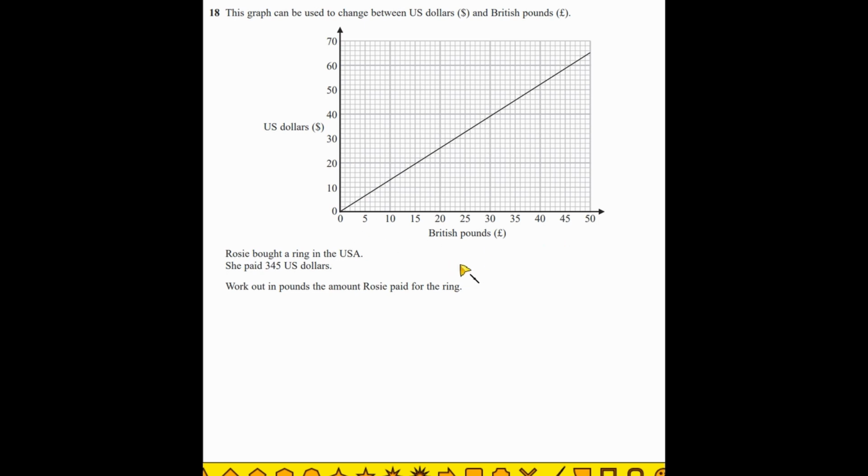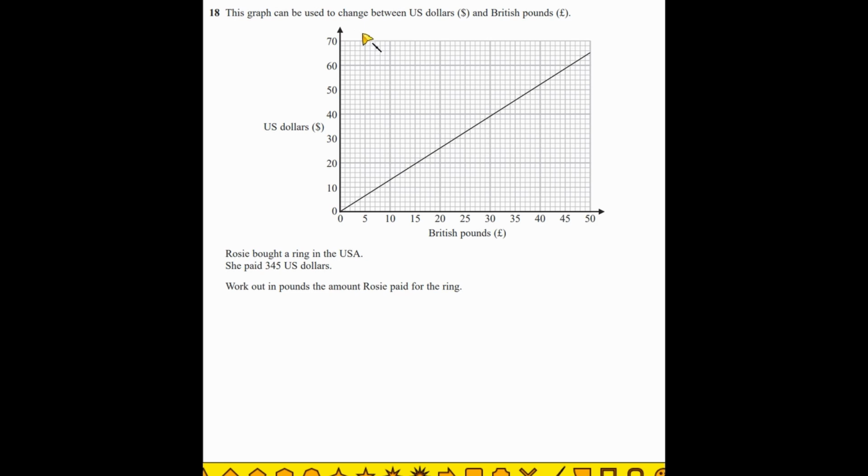So we have dollars up the side, pounds along the bottom, and we're told that Rosie bought a ring in the USA and she paid $345. We have to work out the equivalent amount in pounds. Now, the problem with this, of course, is that the scale that we've got here doesn't go up to 345. Therefore, we're going to have to do a little bit of calculation to work out the amount.